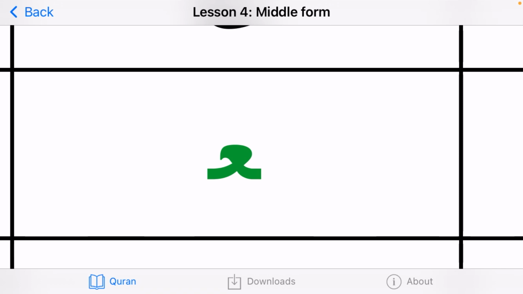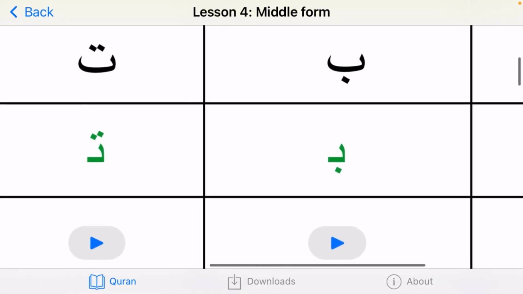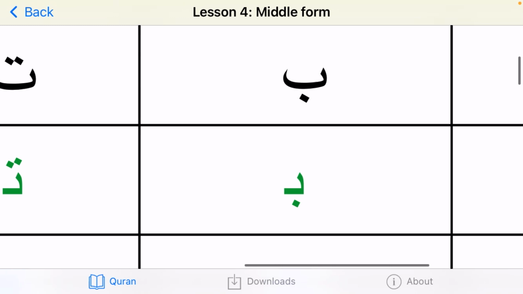But you see there's a line before the Ain. There are two lines. One that comes into the letter and the other that leaves the letter. As you can see, there are two lines. That is for all the letters, including the first ones. So this app doesn't show it very well, but inshallah at the end of the video I'll show you a picture of how all the letters look in the middle form with both lines.